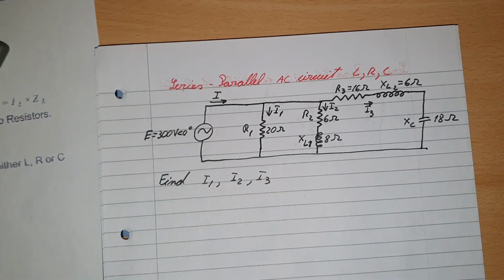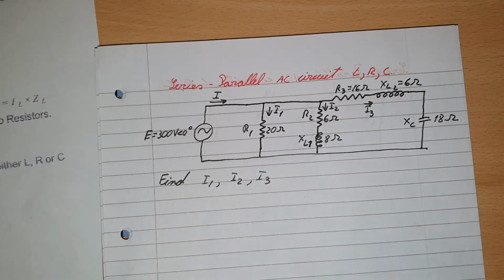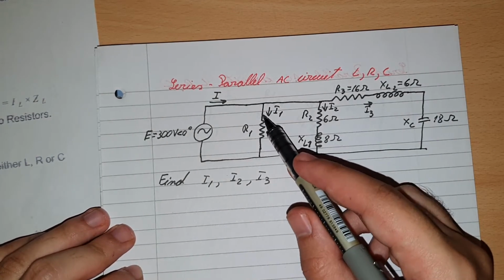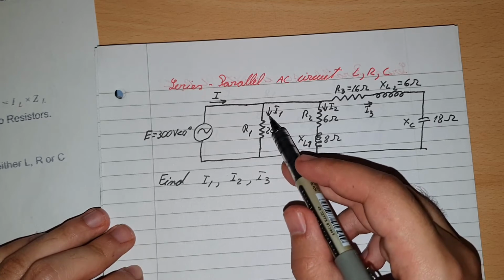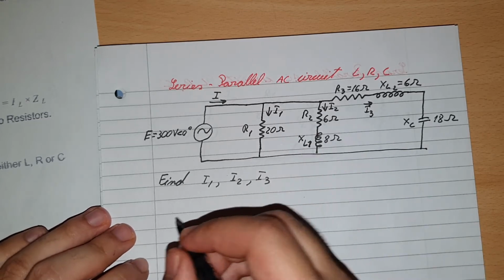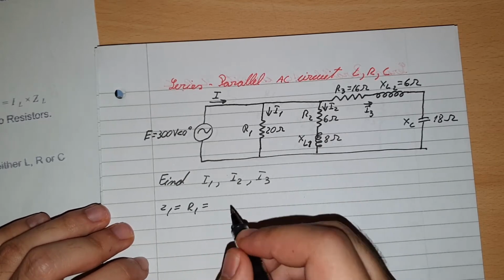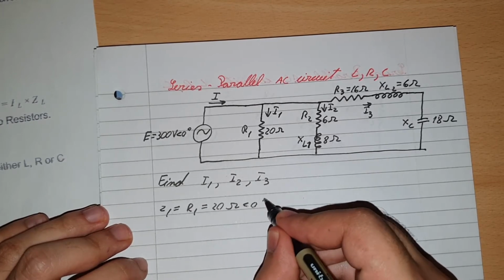So let's start with the basics. First, let's convert all of these values into Z values. And even better, let's convert them depending on the current. Let's split the circuit. So we want to know this current here, yes. So then let's make this one its own special Z value. So this current I1 goes through only one component. So Z1 will be equal with R1, which will be equal with 20 ohms at an angle of 0 degrees.